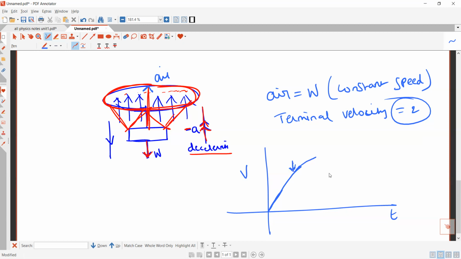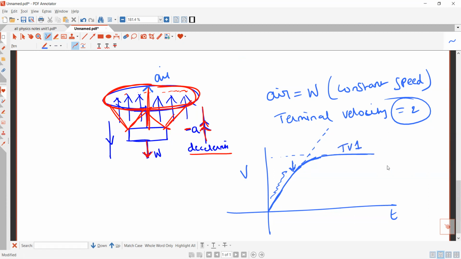It was supposed to continue as a straight line, but it's not accelerating forever like that. Initially, only the weight was acting in this region, therefore it was accelerating. But after that, the acceleration decreased. Why? Because of air resistance. The more the velocity, the more the air resistance. And after some time, it reaches constant velocity. And this is terminal velocity number 1.